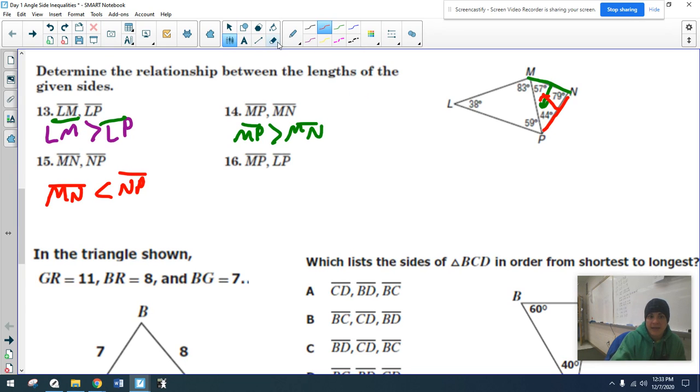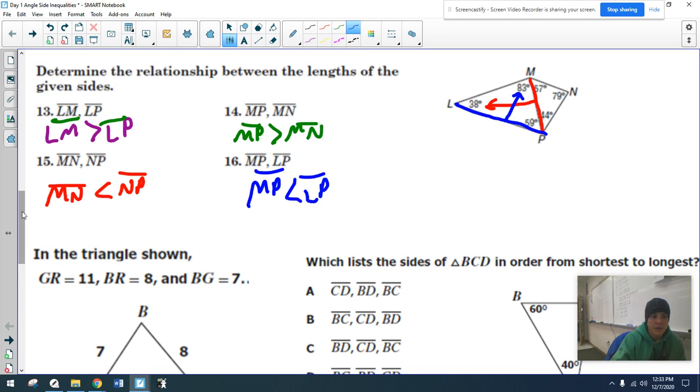Okay, and last one, I've got MP, and we're talking about LP. So we're talking this triangle. That means I'm going to go this way this time. So the first one's across from 38. LP is across from 83. So the red one is smaller than the blue one. So that means MP is less than LP.